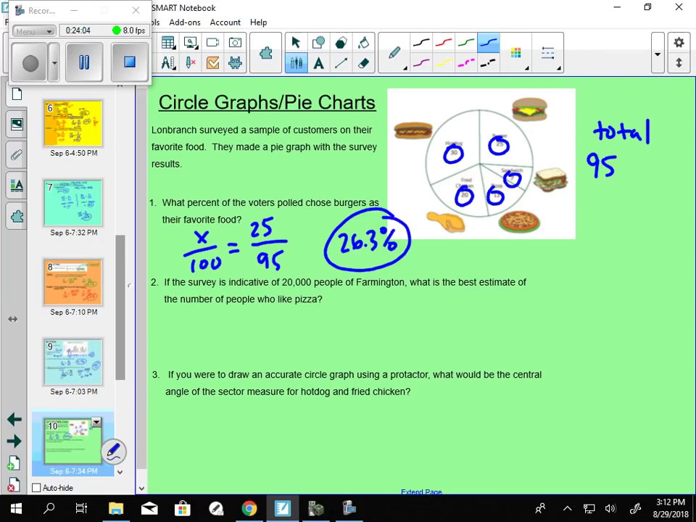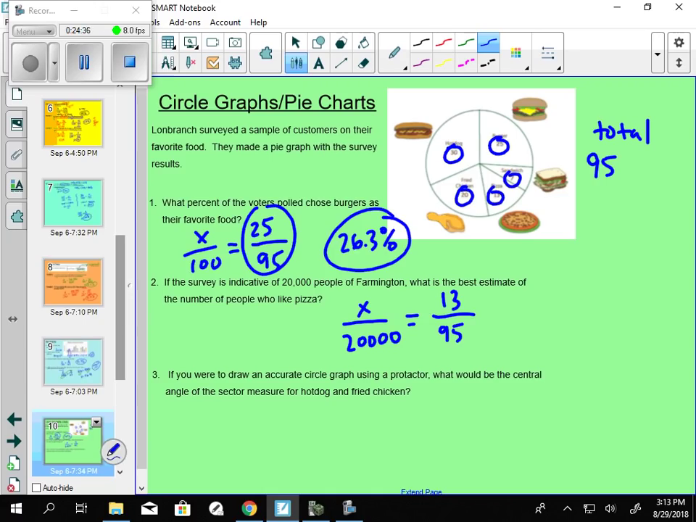If this survey is indicative of the 20,000 people that live in Farmington, what is the best estimate of the number of people who like pizza? Okay, so how many people, X out of 20,000 people would like the same thing here? So now we want to do just like we did in this last one on finding that 25 out of 95. We want to know how many out of the 95 people in this poll liked pizza. Well, looking at the chart, you can see that 13 liked pizza.